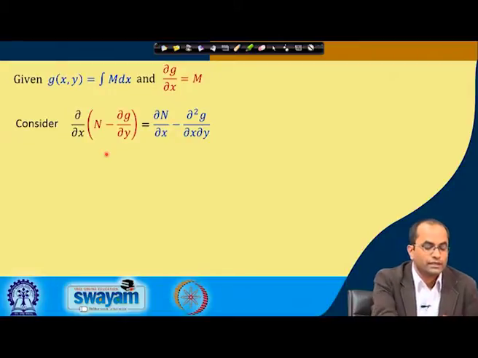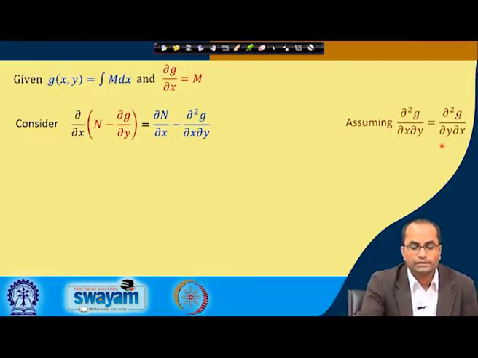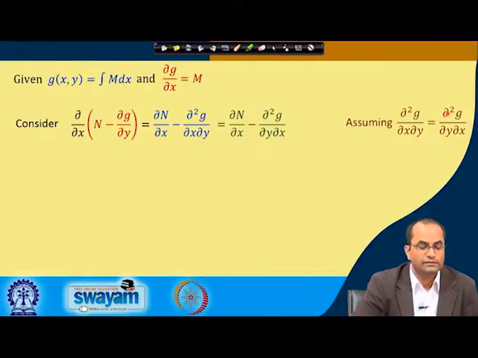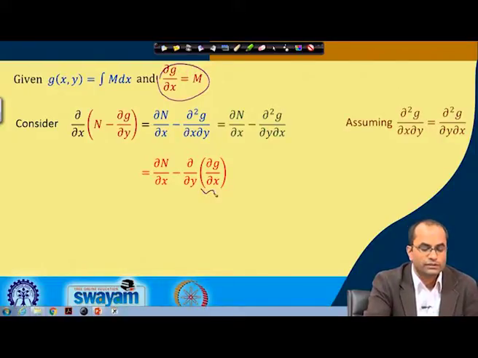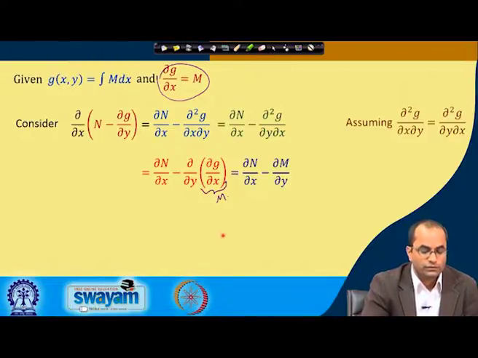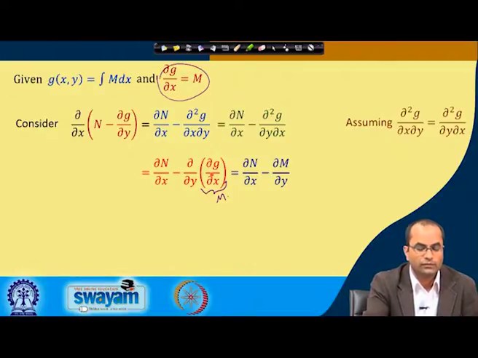There is no x term in n minus del g over del y if we can show its partial derivative is 0. So, here we have the partial derivative of n with respect to x, and the second order derivative of g with respect to x and with respect to y. Assuming again the equality of the second order mixed derivatives, we rewrite this as del n over del x, and here del over del y of del g over del x, and del g over del x is given as m by construction. So, this is del n over del x minus del m over del y.